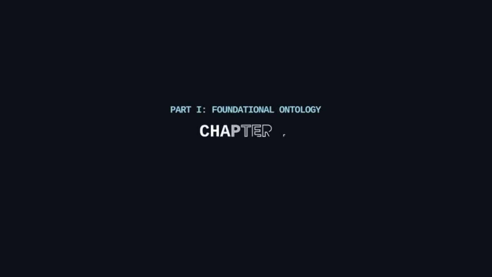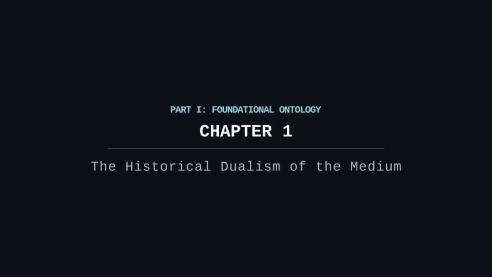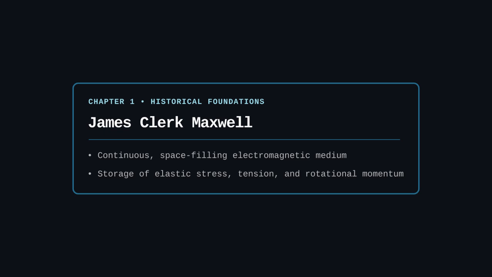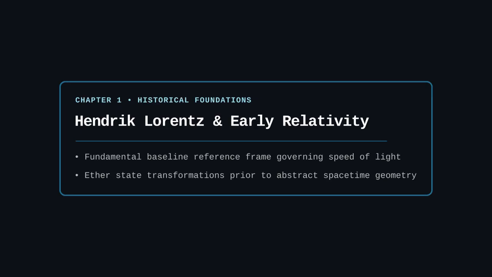Having established our 5-tier scaling hierarchy from etherons up to solitons, we now turn to the foundational ontology of modified superfluid vacuum theory. The historical trajectory of modern physics left a central question unanswered. What is the physical mechanism behind wave propagation in a vacuum? James Clerk Maxwell's formulation of electrodynamics inherently relied on a continuous, space-filling medium capable of storing elastic tension and rotational momentum. Similarly, Hendrik Lorentz's early relativity models presumed a fundamental baseline frame to govern the velocity of light.